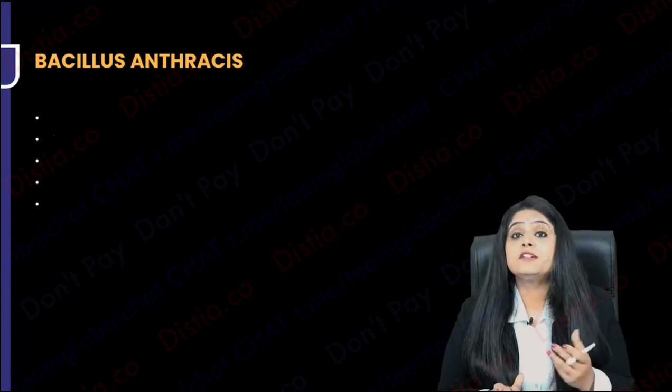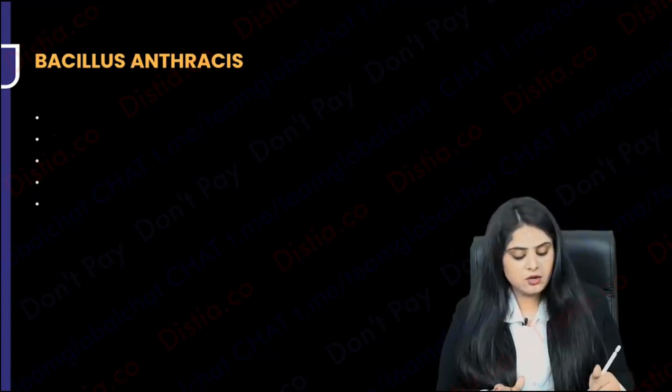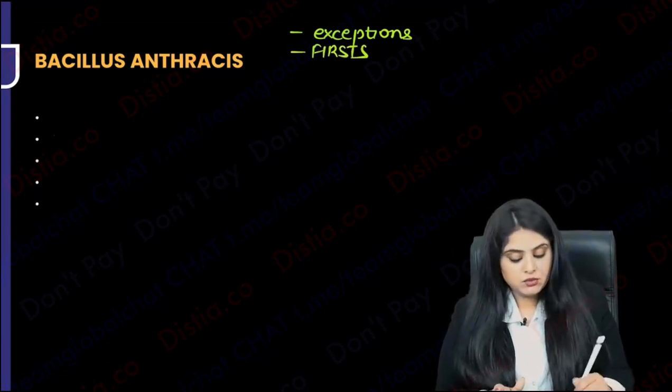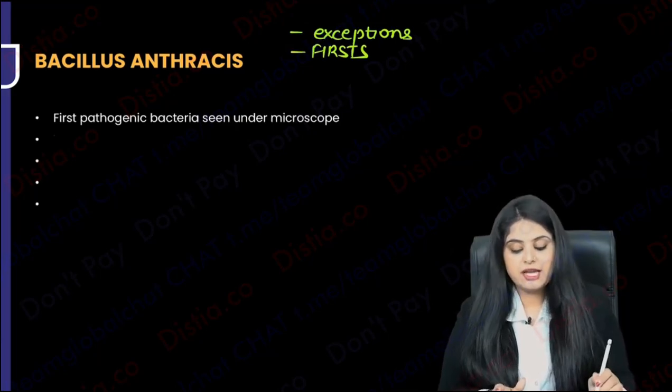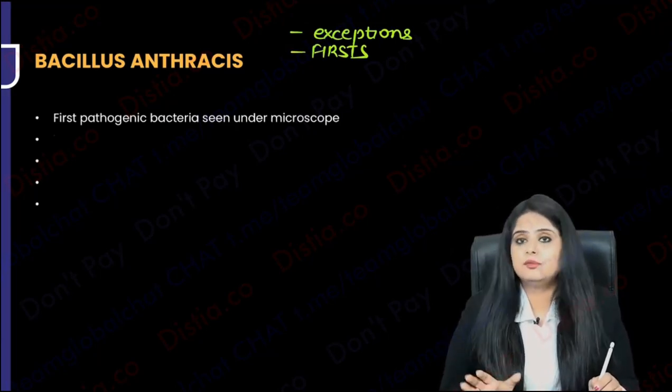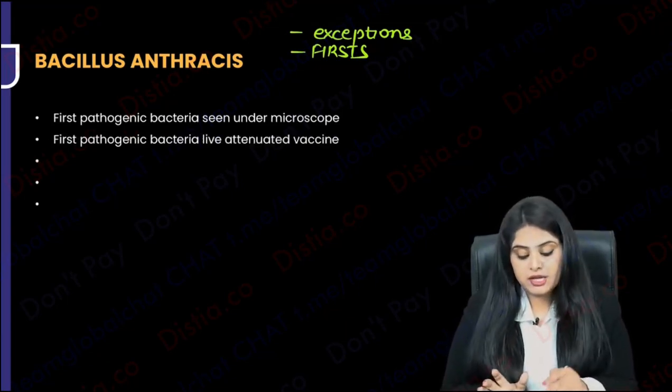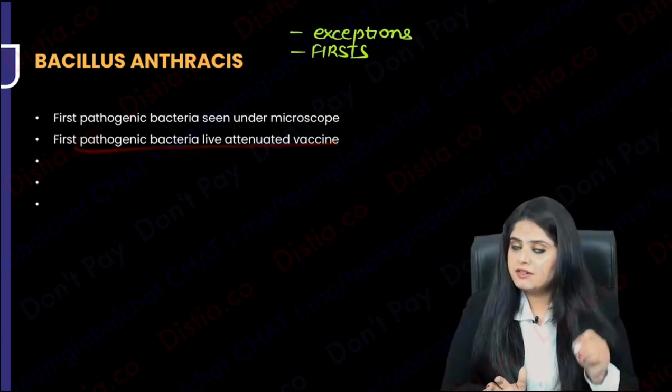Anthracis is said to be the first, like I told you, it's a bacteria of exceptions. It's going to pick up all the exceptions, and it's also going to be something special. It's the first to a lot of things. So please note, if they ask you which was the first pathogenic organism seen under the microscope, Bacillus anthracis.